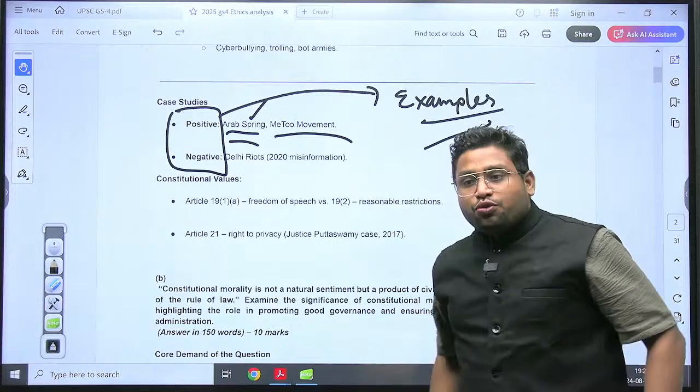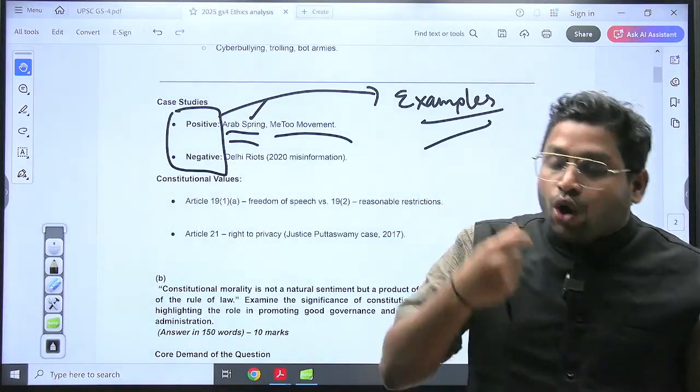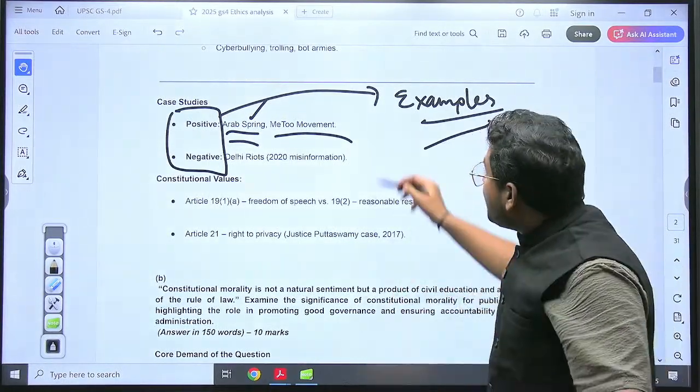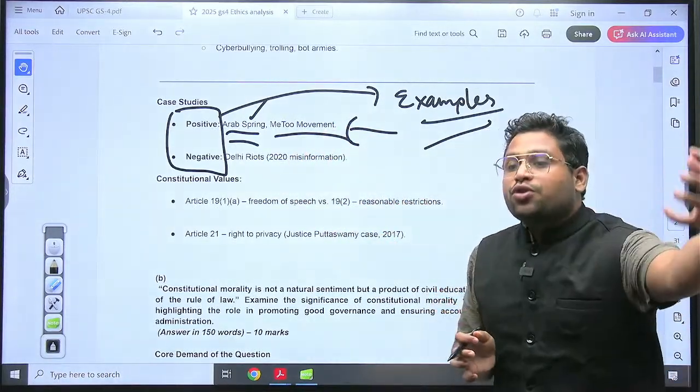We have this Me Too movement in which social media was being used by women to talk about the atrocities they have suffered, or the problems they have suffered. So somewhere we are bringing women empowerment through social media. So this is something positive you are showing.